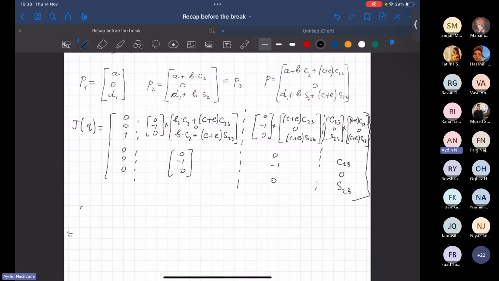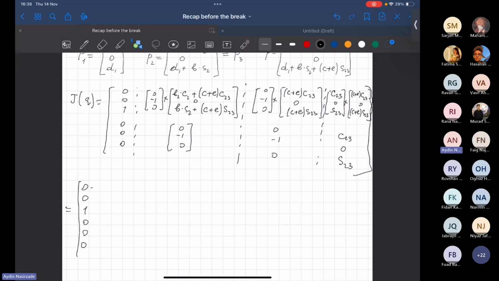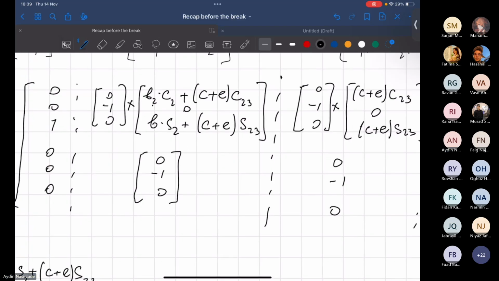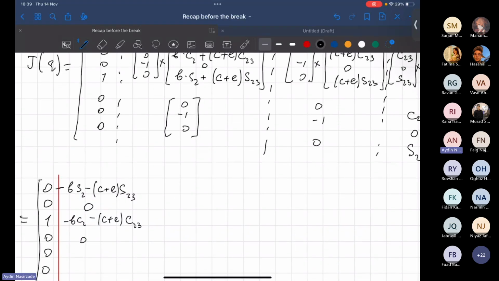Okay, let's not be lazy to calculate it. 0 0 1 0 0 0. Let's multiply this. Oh my goodness. Minus B sine of 2 plus C plus E sine of 2 3. Okay, it should have been minus. That's it. Then 0 here, and minus B cosine 2 minus C plus E cosine 2 3. And 0 minus 1 0 here.